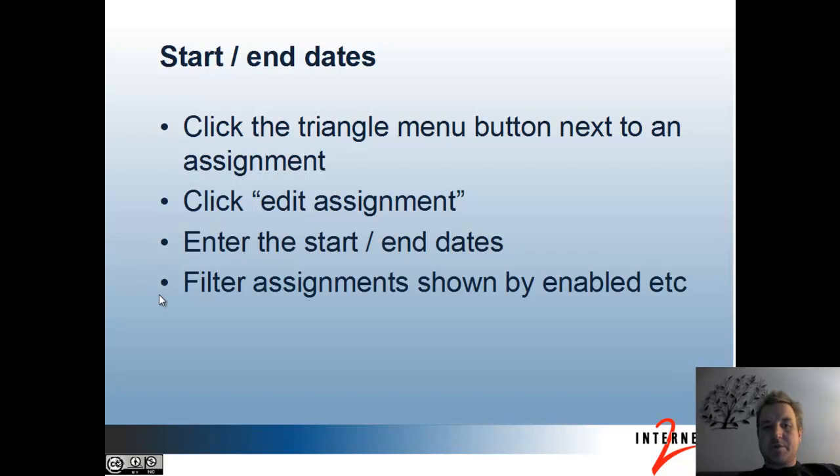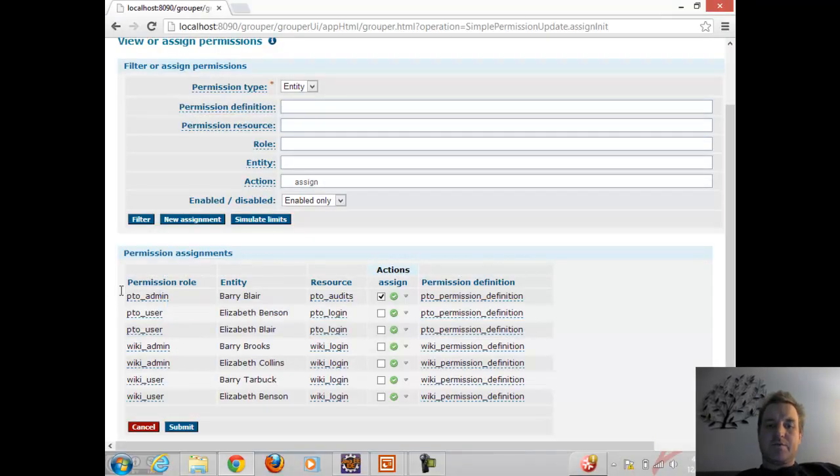So when you're viewing assignments on the permission screen, you can click the triangle menu button next to an assignment, and it must be an immediate assignment, and click Edit Assignment, and then you can view or enter start and end dates. So when you're filtering assignments, you can show enabled or disabled or all entries if you want. So here we have one immediate assignment. You can see with the checkbox. So if I click this little triangle button next to that assignment, I can edit the assignment.